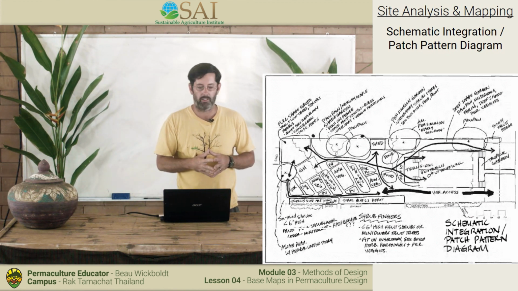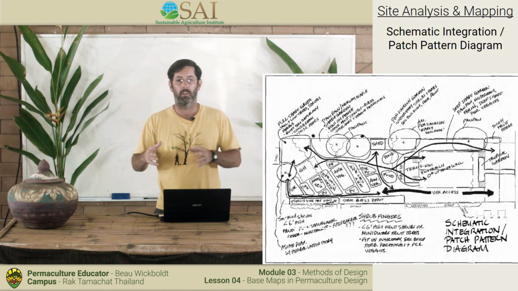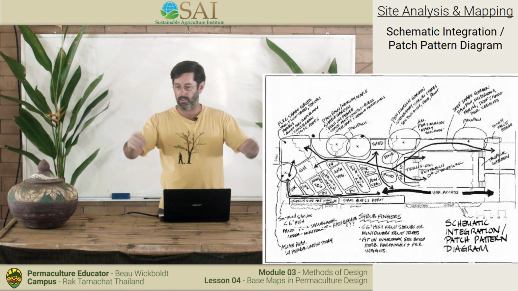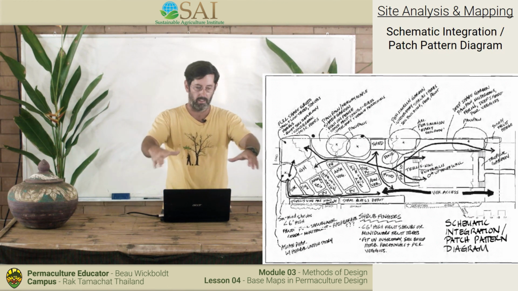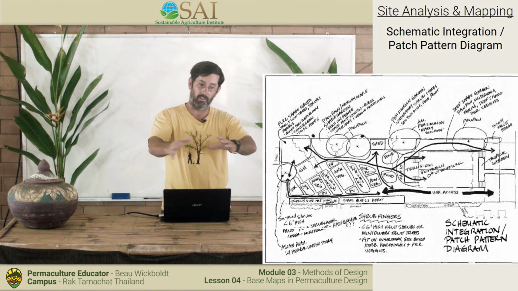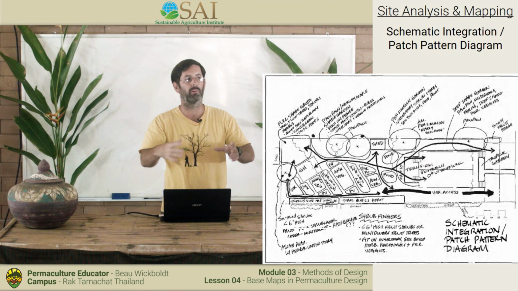This is in architecture called a patch pattern diagram. This is starting to get into zones. So I've got my elements that I want. I've listed all the things that I want. I've got to get them into the plan. I have to start to arrange them in the order that I think they'll best fit, and then I can start to see zoning. So it's starting to get a little bit more zonal.